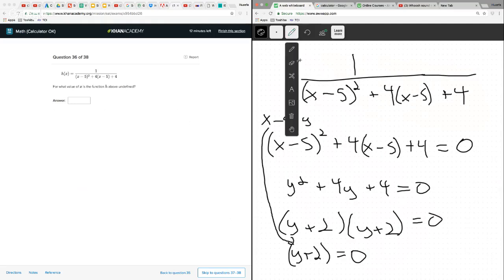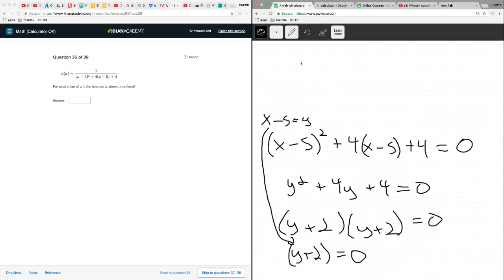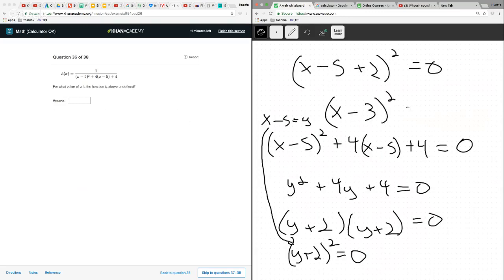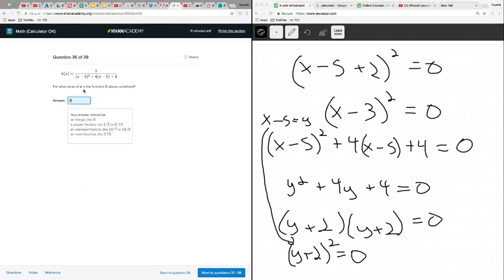Let me make some room up here. I didn't even see that. So it becomes x minus 5 plus 2. I forgot the squared. Squared equals 0. And this is x minus 3 squared equals 0. Therefore, x equals 3, right? That's what makes this go to 0. You plug 3 in, 3 minus 3 is 0. Squared is 0. It's a bit faster than if I would have foiled everything and then tried to factor again.